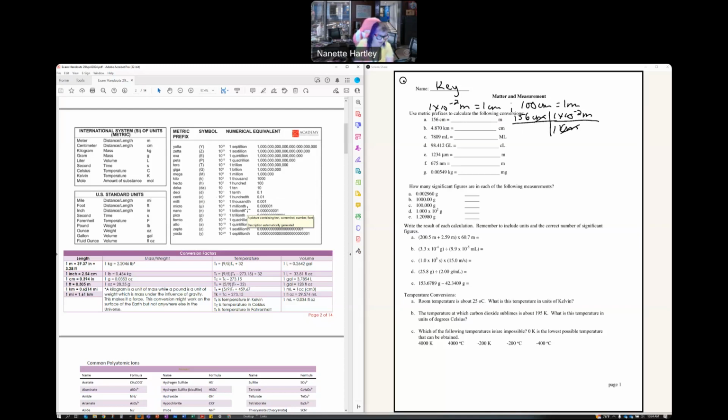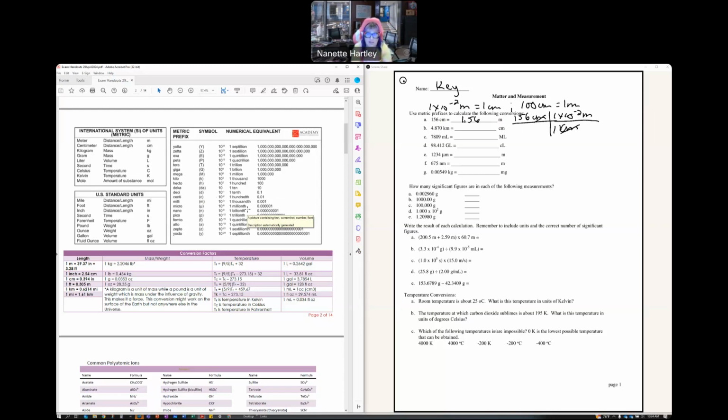Okay, so if I do that math, that tells me that the answer is 1.56 meters. So that's how many meters I've got in that number of centimeters. Cool, that's awesome. All right, let's do another one.